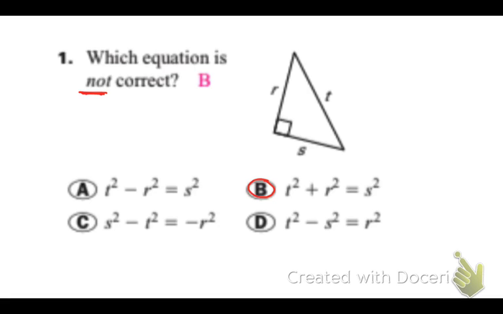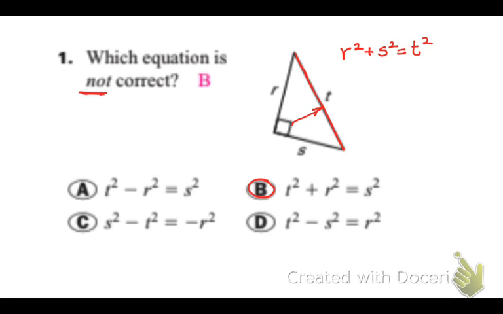Because if we look at this triangle, we know that these equations look like the Pythagorean theorem. And so if we were to just write the Pythagorean theorem, r squared plus s squared equals t squared. Why is t on the right-hand side here? Because t is the hypotenuse. It has the longest length, and it is also directly across from the right angle.